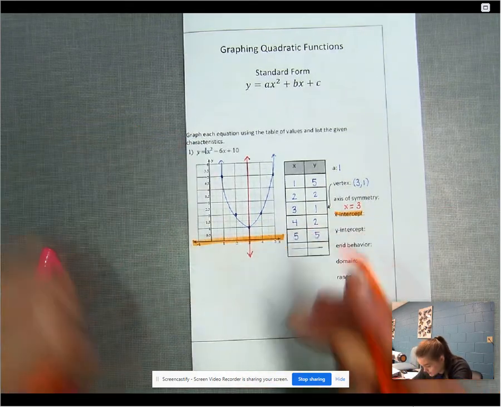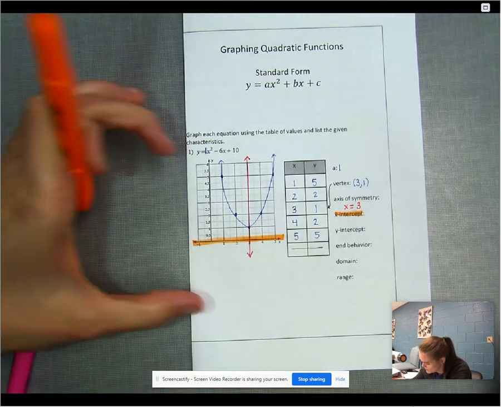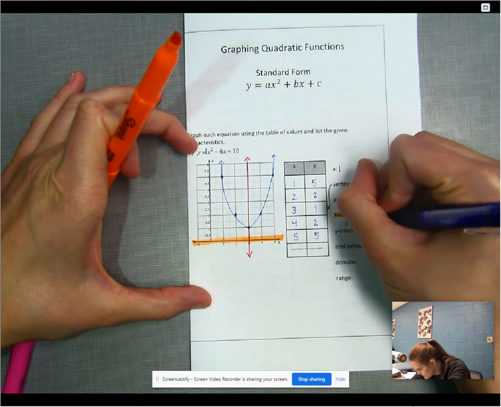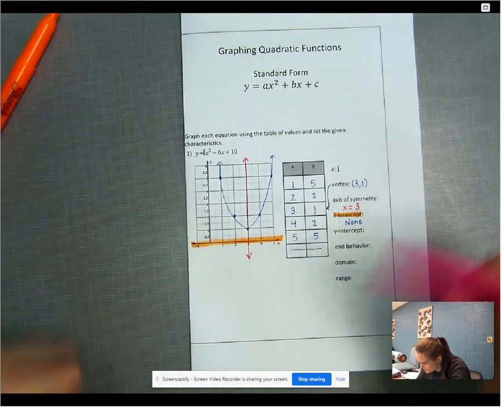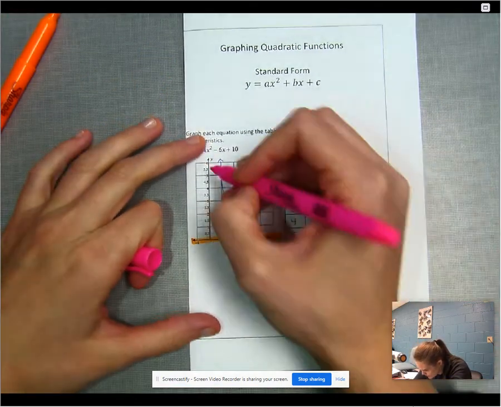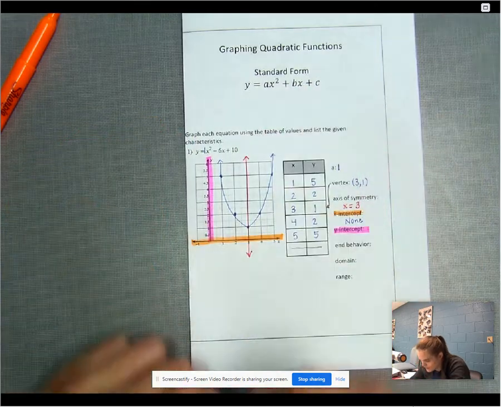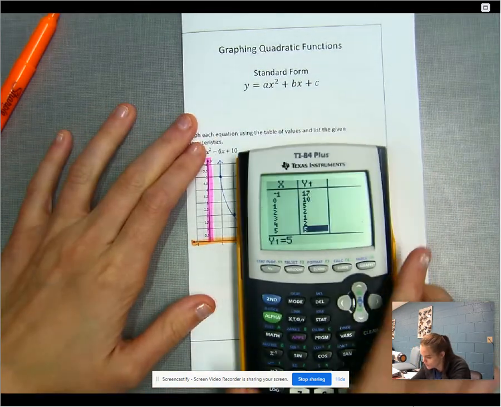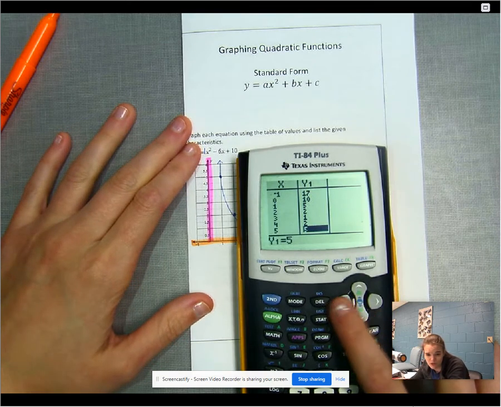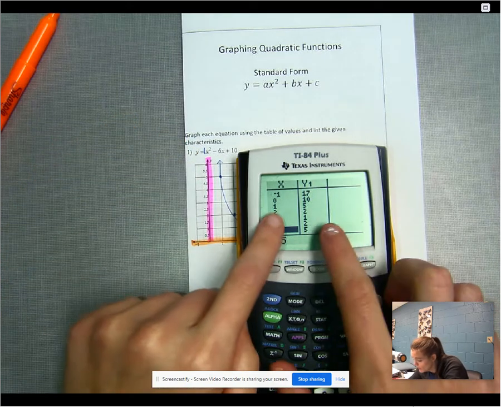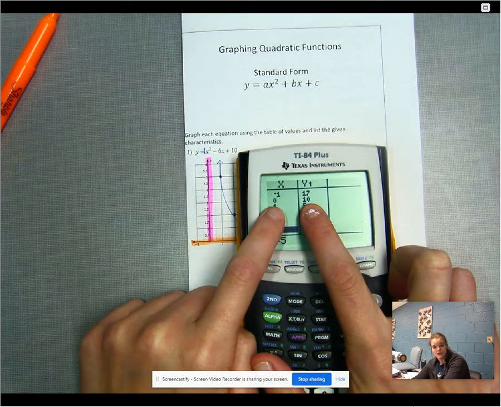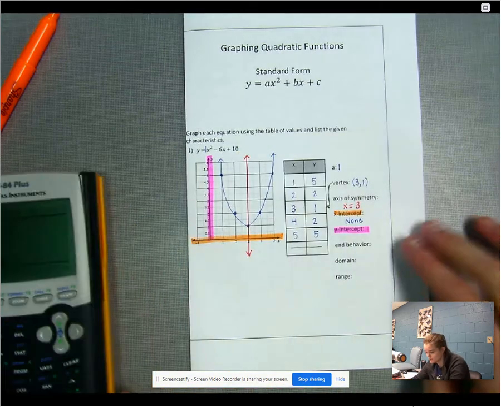The x-intercept is where it crosses the x-axis. It does not cross the x-axis, so we write none. The y-intercept is where it crosses the y-axis. It doesn't look like it does, but it does. So let's look at our calculator and see if we can find where it crosses the y-axis. When it crosses the y-axis, x will be 0. X is 0, y is 10. There's the y-intercept. So 0, 10.